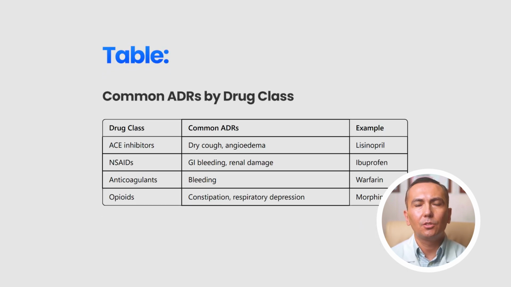Common adverse drug reactions by medication class: ACE inhibitors. The side effects could be dry cough or angioedema. The sample medication we can take is lisinopril or any medication that belongs to this group. Non-steroidal anti-inflammatory medications. Their well-known side effects are GI bleeding and renal damage. Ibuprofen is one example for that group. Anticoagulants. Their most common side effect is bleeding. Warfarin is one example. Opioids can cause constipation and respiratory depression. One member of that group is morphine.